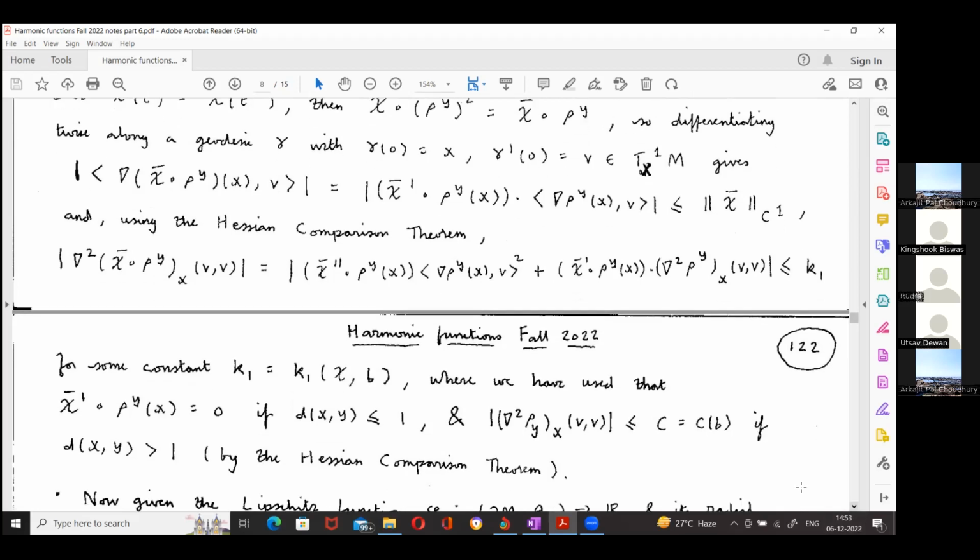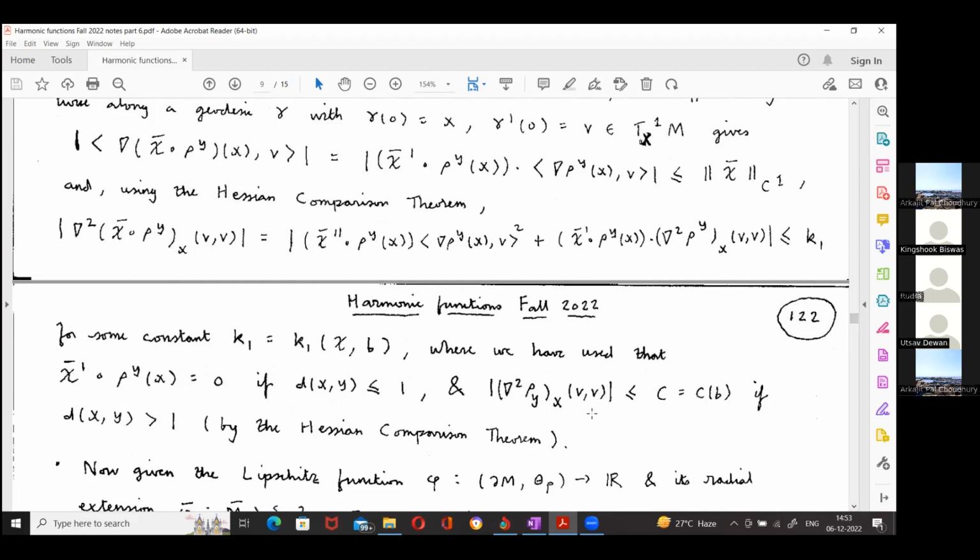Because we know that the Hessian comparison theorem tells us the following. We have to be a bit careful. The Hessian comparison theorem will tell us that this Hessian of the distance function is bounded if the distance between y and x is greater than 1, let's say, bounded away from 0. If it's greater than 1, then this Hessian will be bounded above.